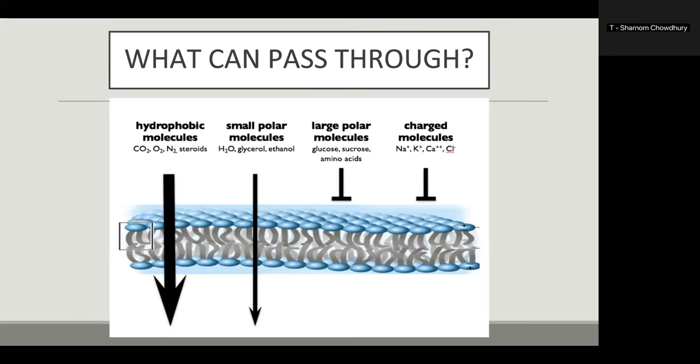On the other hand, extremely large polar molecules are not able to pass through, such as sugars or amino acids. As a result of that, you need transporters, or you need secondary messengers in order to send a response. And then charged molecules are also not able to pass through directly. They need to be pumped through.